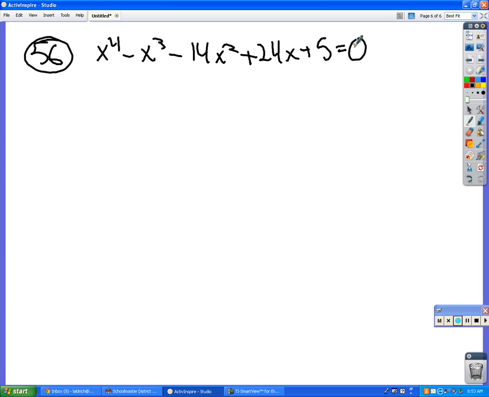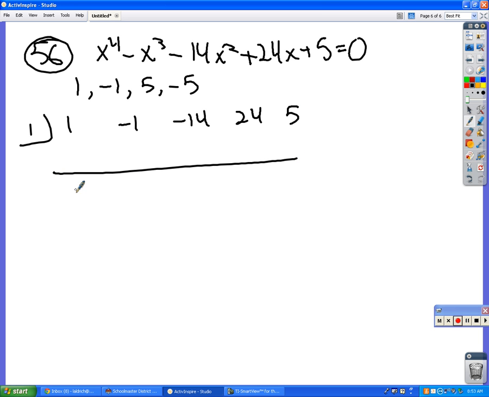56, same thing as 55. Plus or minus 1 and plus or minus 5 are my possible rational solutions. Let's go with a 1. So 1, 1, 1, 0, 0, -14, -14, 10, 10, no. Let's do -1.